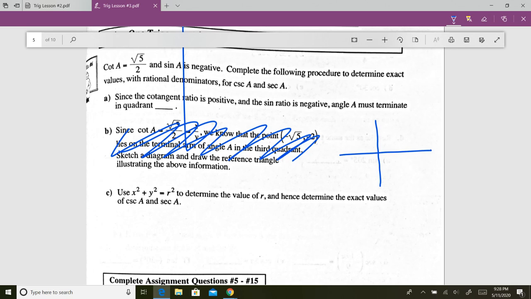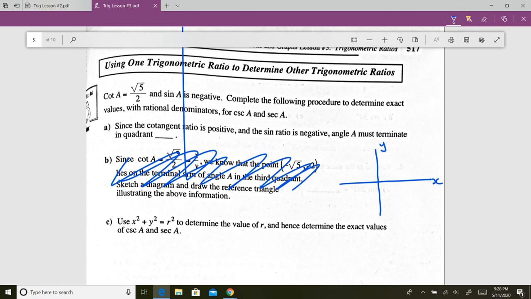Draw a quadrant here. X, Y. Okay. Cotan, that is tangent, right? Cotan is tangent. And remember, it doesn't matter if it's reciprocal. Right now, we're just looking for where it's positive and negative. This is positive. Okay? That means tan is positive. And they tell us sine is negative.